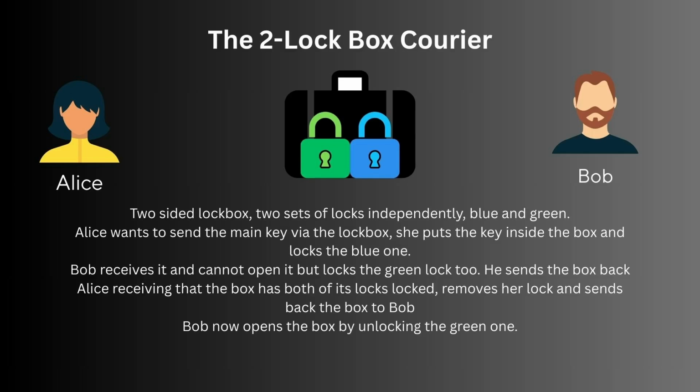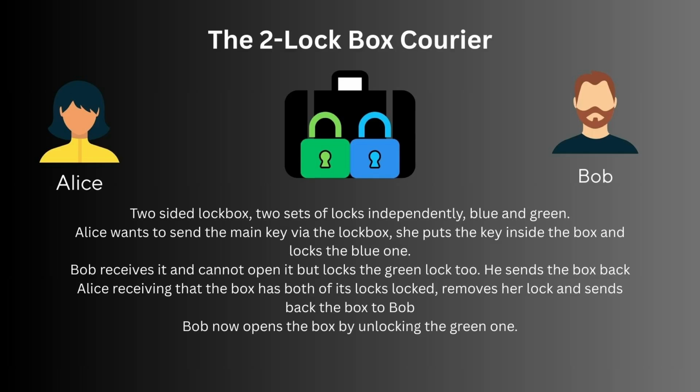Now, this box is of a very special kind where you have two sets of locks, one of them is blue, one of them is green. Alice has the green key, Bob has the blue key. And there is a third lock, the main lock, which you can use to bypass both the green and blue and open the box. Alice has the key to the green lock as well as the main lock. She wants a way to send Bob the main key as well.